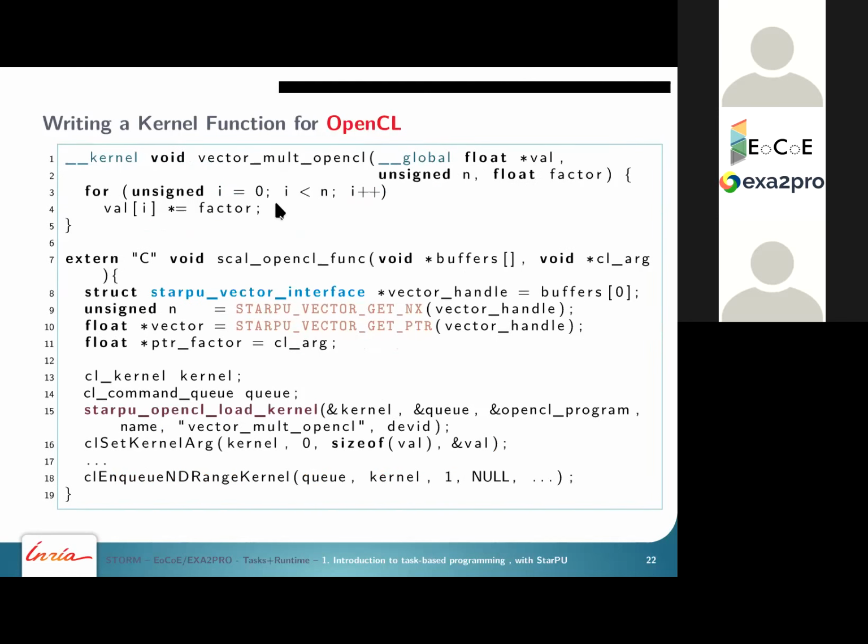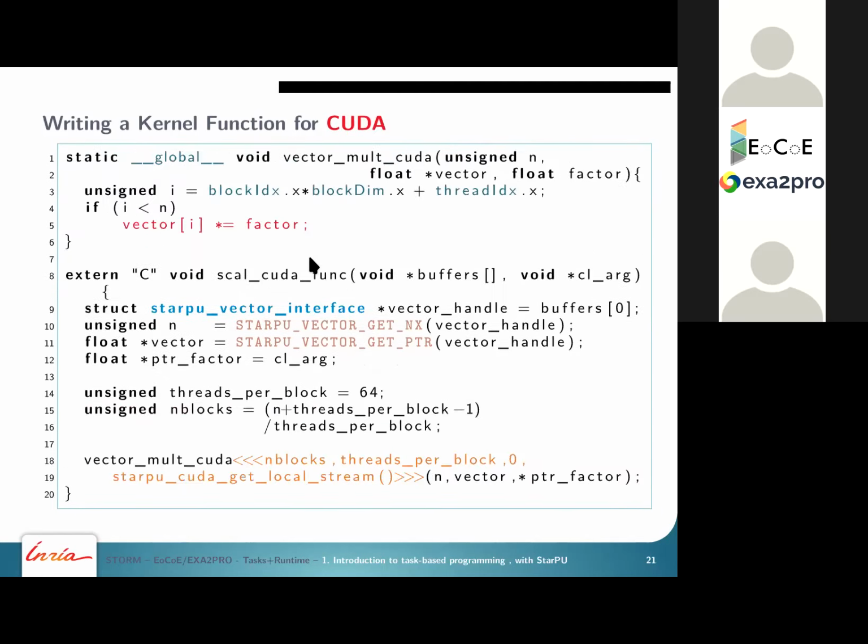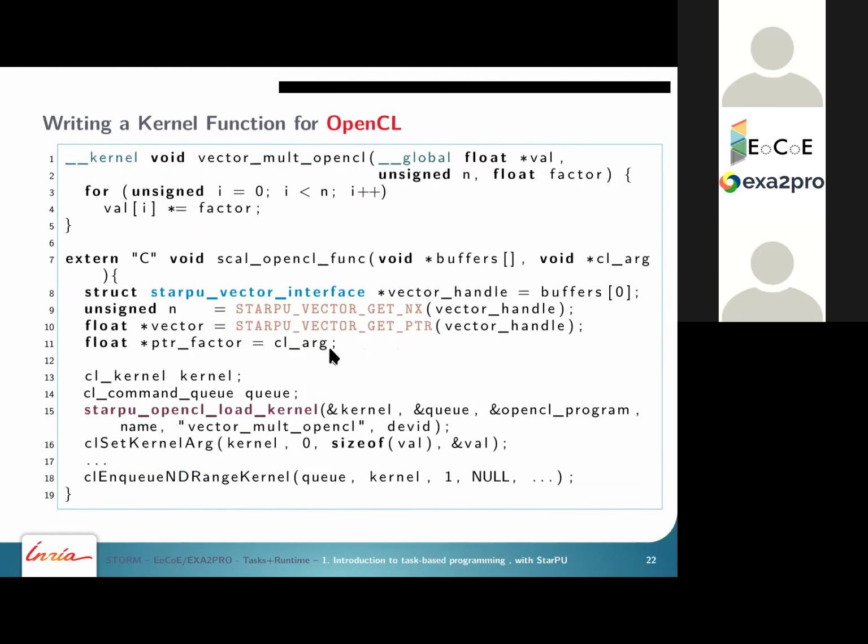Now OpenCL is the same. I won't go into the details, but you see the structure is roughly the same. You get the pointer, ask StarPU for the kernel queue and OpenCL program, load the OpenCL program to put it on some queue, then provide the parameters, and then tell OpenCL this is the kernel I want to execute. So we have examples in StarPU to show this in detail.